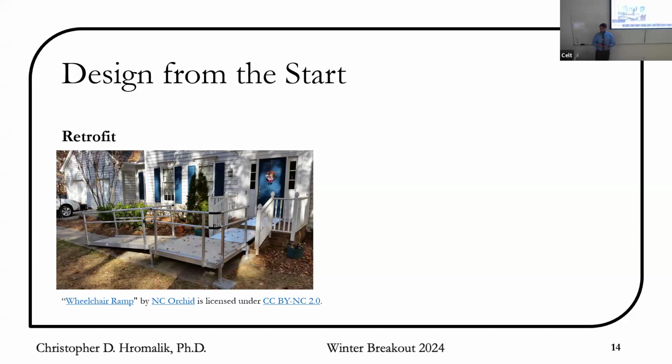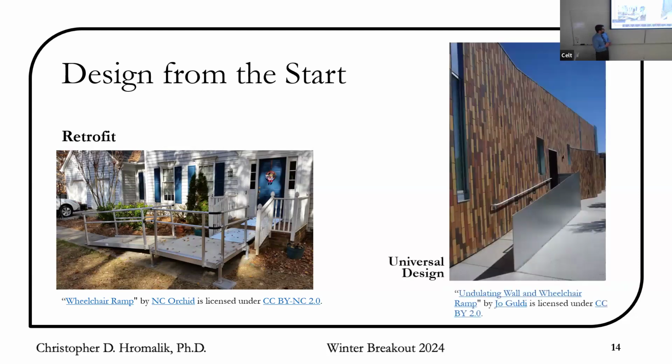And so now we have a solution that is very elegant, but it may have cost a lot of money, taken a lot of time, a lot of resources. Trying to retrofit later often makes for less ideal solutions. However, if we consider designing from the start, as in the example on the right hand side of slide 14, we have a ramp that leads into a library. This ramp is the only entrance to the library, a more universally designed solution that considers that many users will want to enter this building.